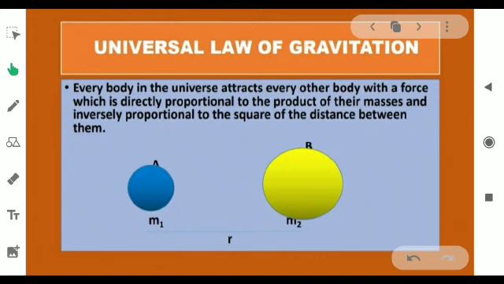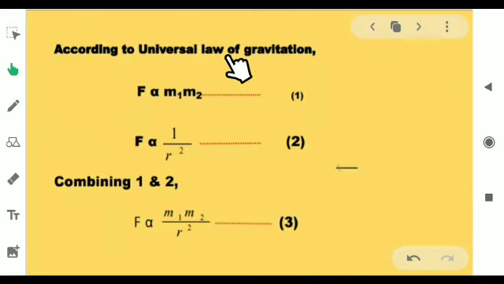For that, just consider two bodies, body A and body B. Body A has mass m1 and body B has mass m2, and these two bodies are separated by a distance r. Clear? Yes. Now, according to the universal law of gravitation, the first part of the law says that the force is directly proportional to the product of their masses. Therefore, F is directly proportional to the product of masses m1 m2. It can be taken as equation number 1.